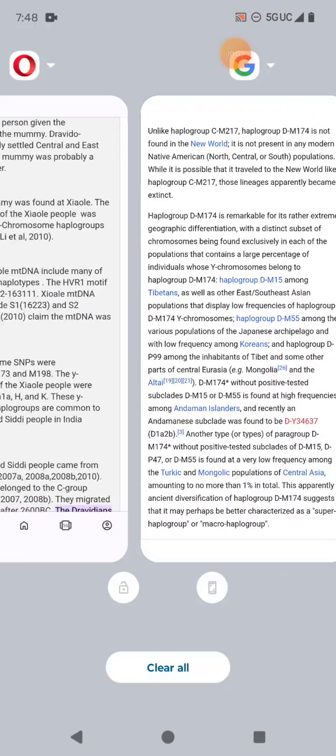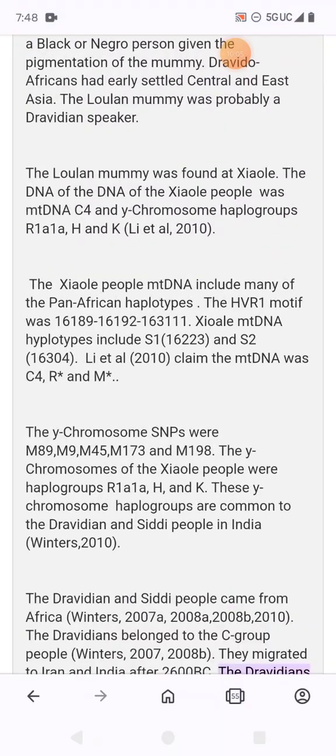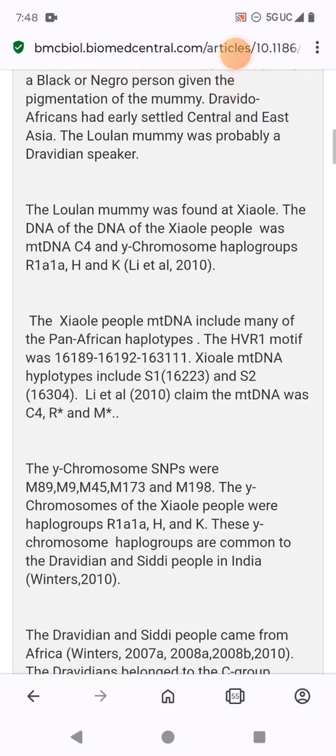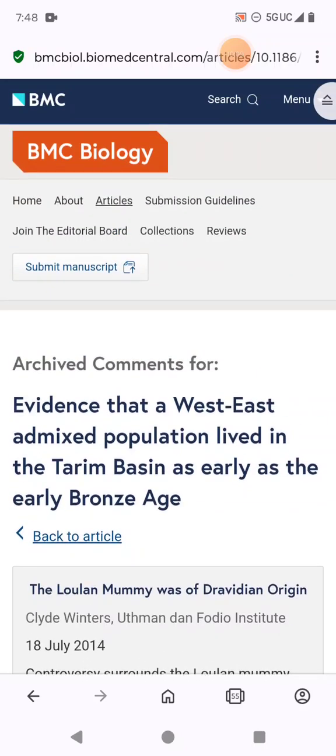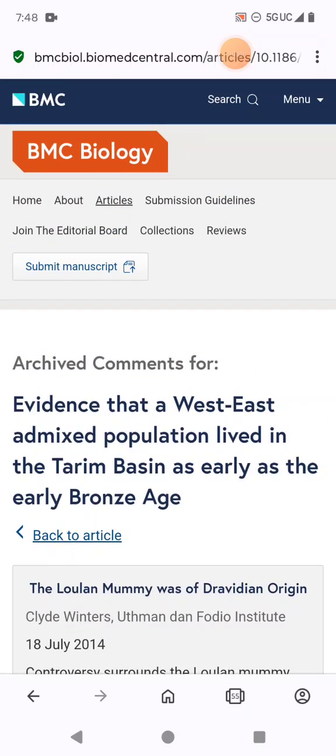Let's see what else we could look at. So this is our article, evidence that a West-East admixed population lived in the Tarim Basin.